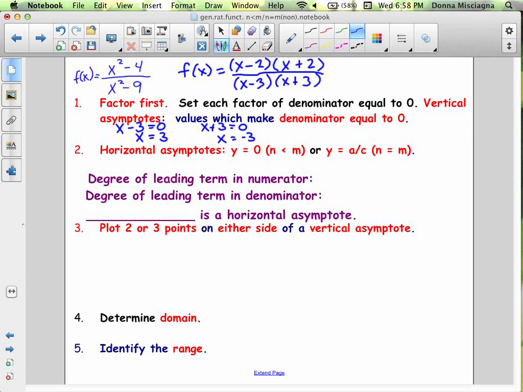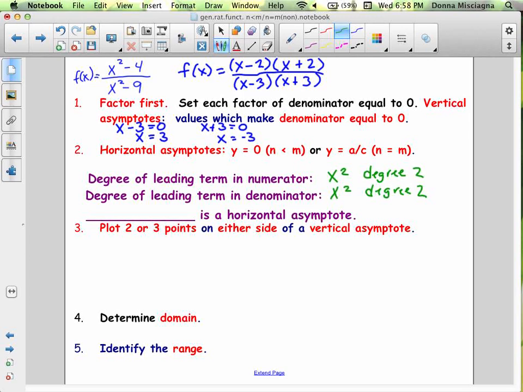Horizontal asymptote is determined by the degree of the function. Right, so let's find the degree of the numerator and the degree of the denominator. So the leading term in the numerator, the term with the largest exponent, and the only x is x squared. So that is degree 2 because it's raised to the second power. And in the denominator, we also have a leading term of x squared. So again, degree 2.